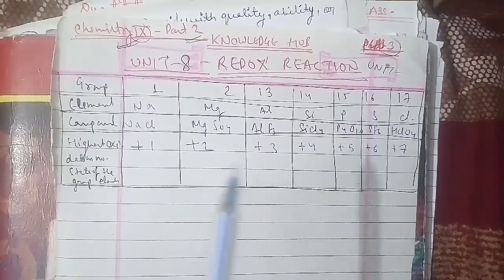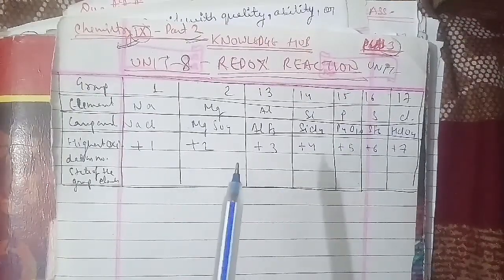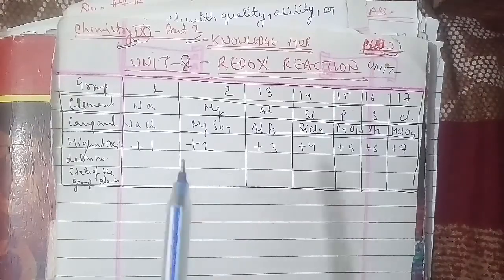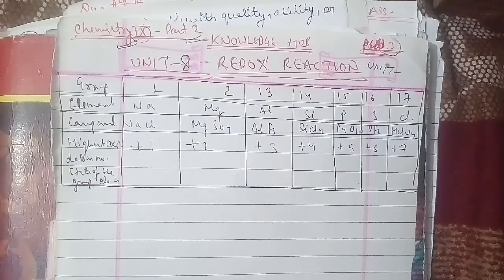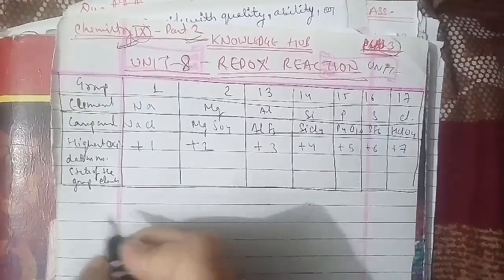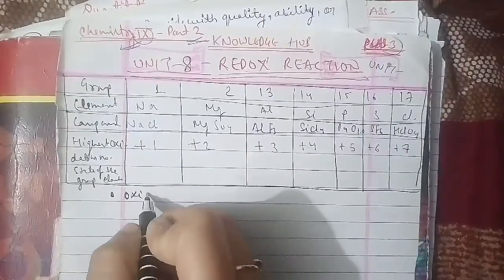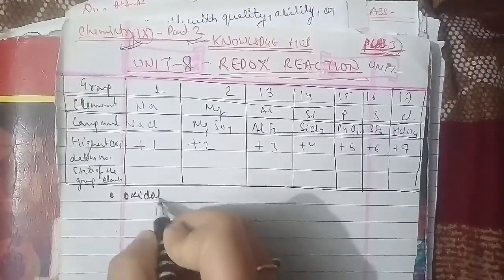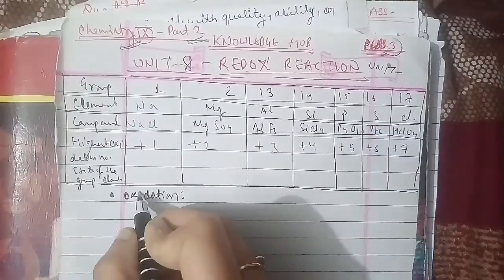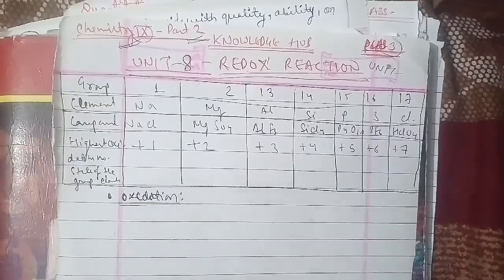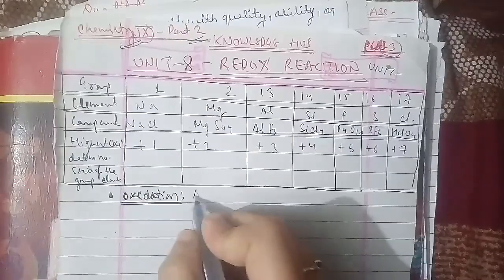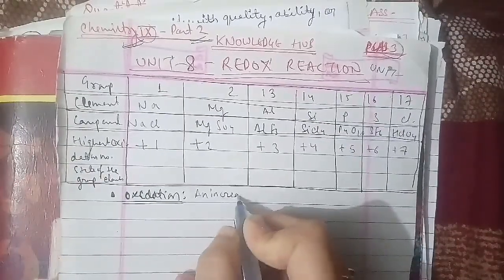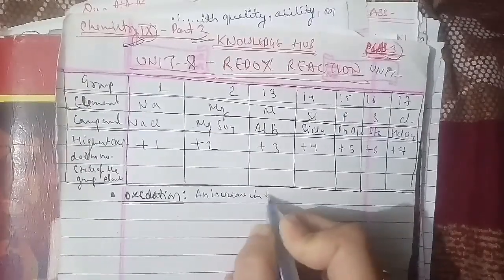We go further. I will write it down for you so that you can copy it down and remember it. Oxidation is an increase in the oxidation number of an element in the given substance.